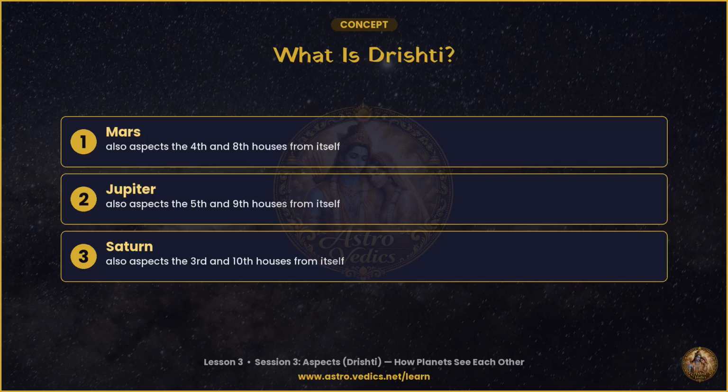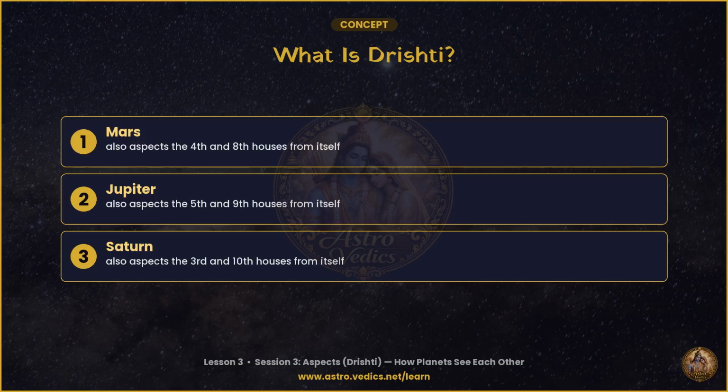Here's the foundational rule. Every planet aspects the seventh house from itself. That means the house directly opposite. If Mars sits in the first house, it automatically aspects the seventh house, always. But three planets get special additional aspects, and this is unique to Vedic astrology. Western astrology doesn't use these.